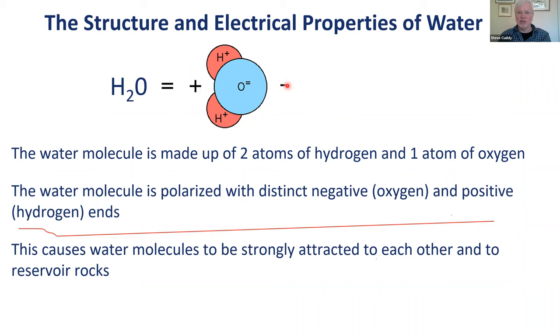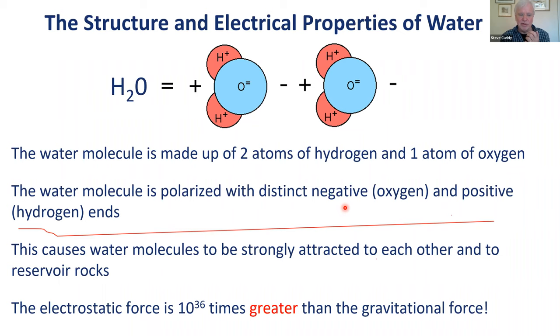And because it's polarized like this, it becomes very strongly attracted to itself, to other water. It's attracted because of the positive-negative, and it's also attracted to the surface of the reservoir rock. And this attractive force, if you compare it with gravitation, is 10 to the 36 times greater than the gravitational force. So that is why water is very important to understand in our reservoir model.